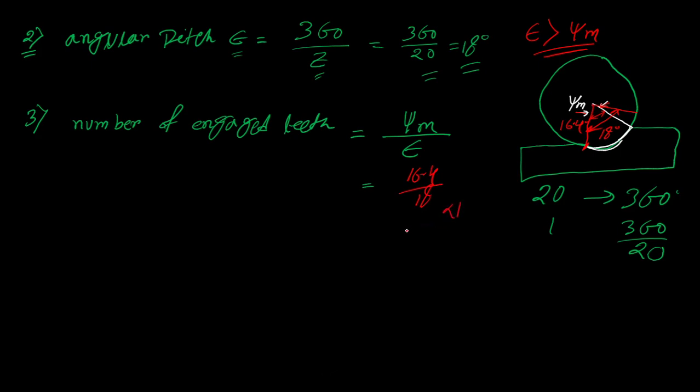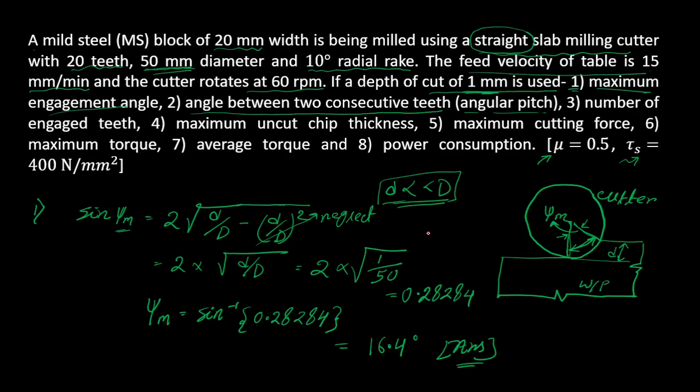So how many teeth are engaged at a time? One tooth is engaged at a time, a single tooth. Getting my point? Let's say this value is greater than 1, say 1.6 or something like this. In this case two teeth are engaged at a time, correct? So in this case, how many teeth are engaged? One tooth is engaged.